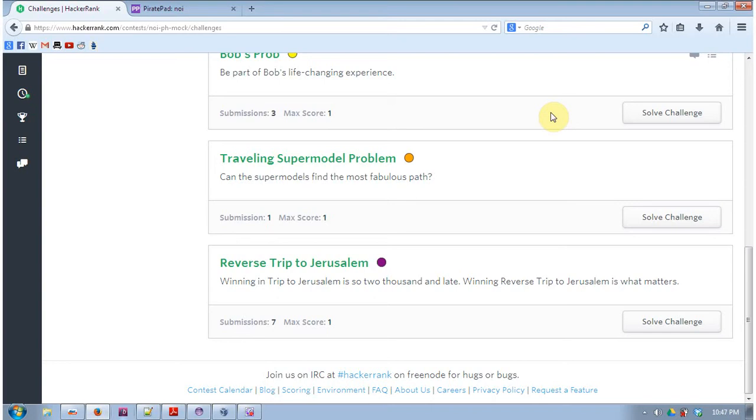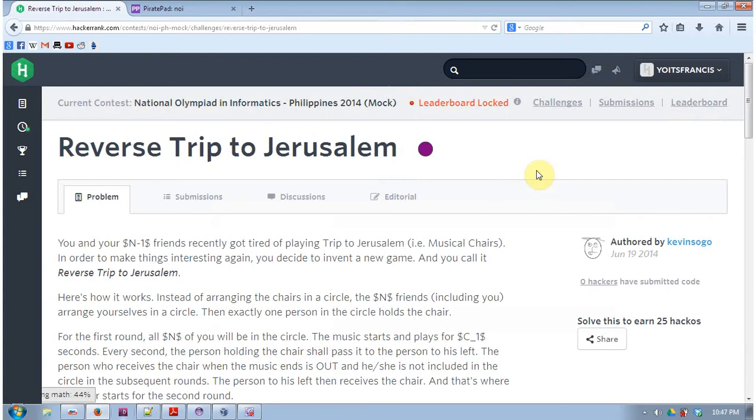Hopefully by tomorrow, I'll be solving the traveling supermodel problem, which involves dynamic programming and some harder concepts that is really challenging, to be honest, for a high school student, because dynamic programming is taught in higher computer science classes in, let's say, the University of the Philippines, Diliman. It's really a third year college student computer science concept. So hopefully I'll be keeping things as simple as possible. Okay, so let's go for the trip to Jerusalem.